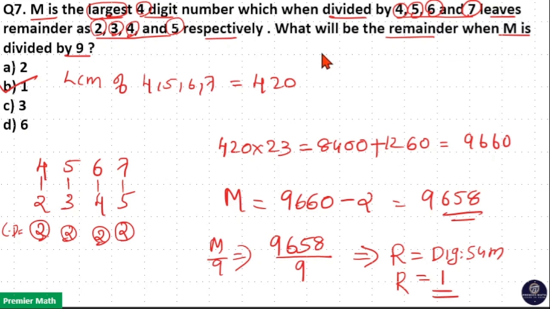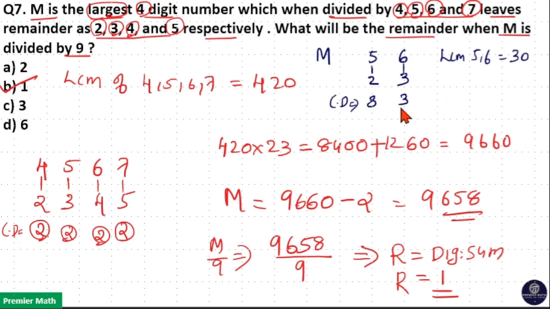Now, if you have doubt, I will show you an example. Let us consider M as a number. When M is divided by 5, it leaves remainder 2. When M is divided by 6, it leaves remainder 3. Now, 5 and 6 are the divisors. So, take the LCM of 5 and 6, which is equal to 30. Now, take the divisor and remainder difference, the common difference. 5 minus 2 is 3 and 6 minus 3 is 3. Now, the common difference is equal to 3.